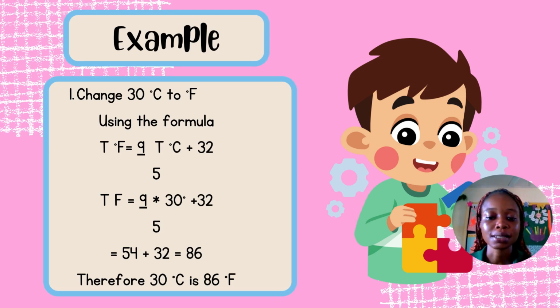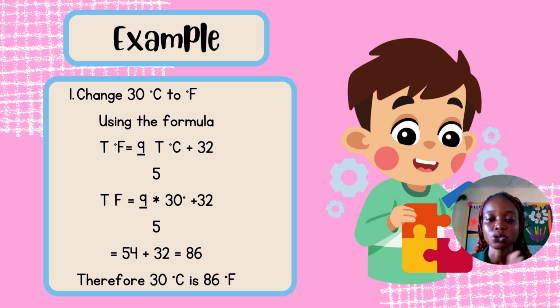Now let's look at example one. We want to change 30 degrees Celsius to Fahrenheit. We've taken a measurement and it's 30 degrees on the Celsius scale. Now we want to determine what this 30 degrees on the Celsius scale is on the Fahrenheit scale. This is the formula and the way we go about it. We make use of the formula 9 over 5 of the degree in Celsius plus 32.